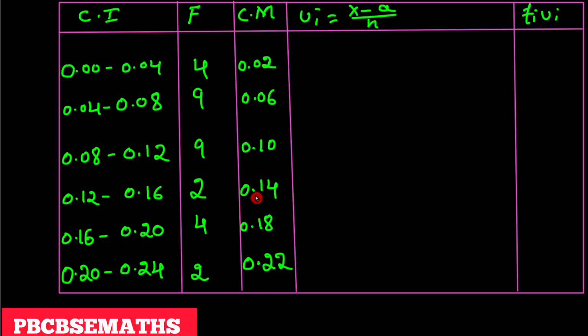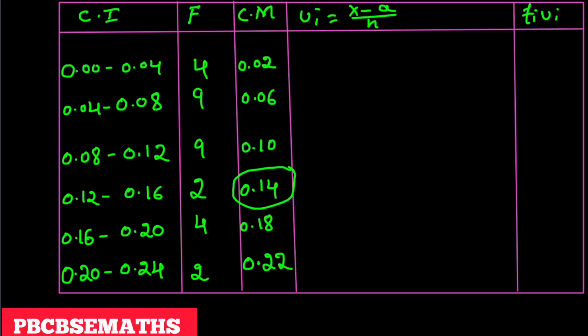In these class marks, we need to assume any one as the mean of this given data. So we're going to consider the value of a as 0.14. Now we have the value of a. Let's calculate u i. u i can be calculated by subtracting the assumed mean from the class mark, then dividing it by the class size or class width. Class size can be calculated by subtracting the lower limit from the upper limit of any of these class intervals.